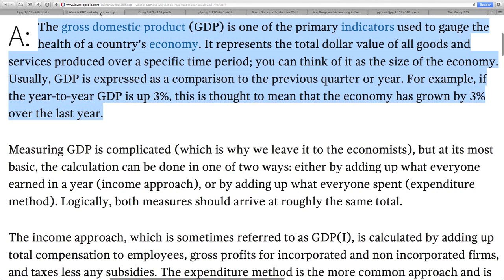Let's begin with the mainstream analysts' definition. The gross domestic product is one of the primary indicators used to gauge the health of a country's economy. It represents the total dollar value of all goods and services produced over a specific time period. You could think of it as the size of the economy.